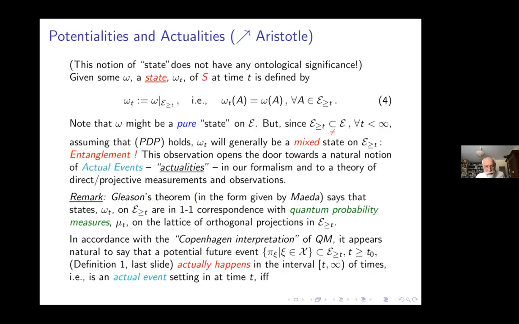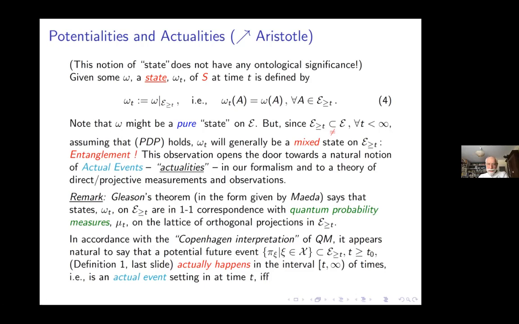So that's just about a remark about states. Now, I want to explain what actual events are. So in accordance with the Copenhagen interpretation, I want to preserve as many of the good features of the Copenhagen interpretation of quantum mechanics. Some people might argue I simply should keep the Copenhagen interpretation of quantum mechanics and not worry. The problem is that the Copenhagen interpretation is a sort of messy thing.